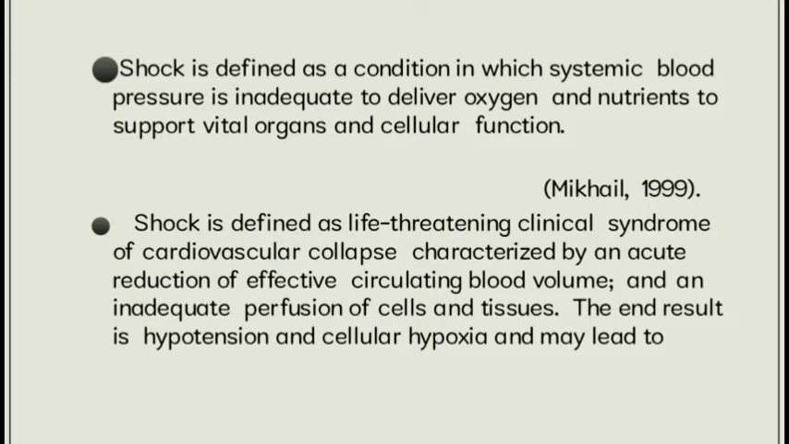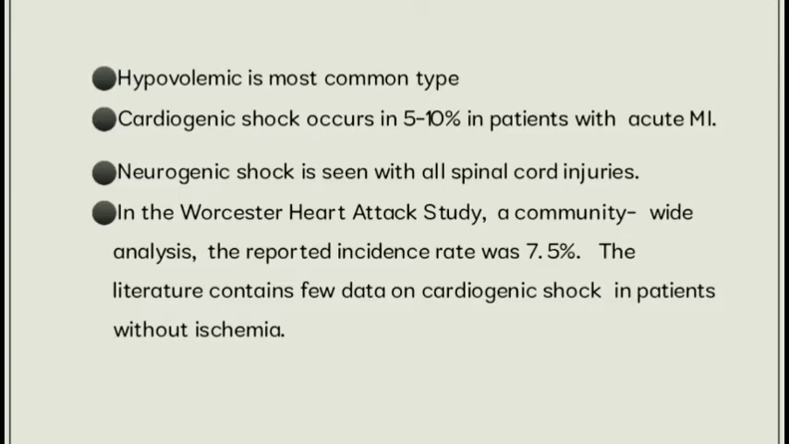The end result is hypotension and cellular hypoxia and may lead to death. Incidence and type: hypovolemic is the most common type. Cardiogenic shock occurs in 5 to 10% of patients with acute myocardial infarction. Neurogenic shock is seen with spinal cord injuries. In the Worcester Heart Attack Study, a community-wide analysis, the reported incidence rate was 7.5%. The literature contained few data on cardiogenic shock in patients without ischemia.